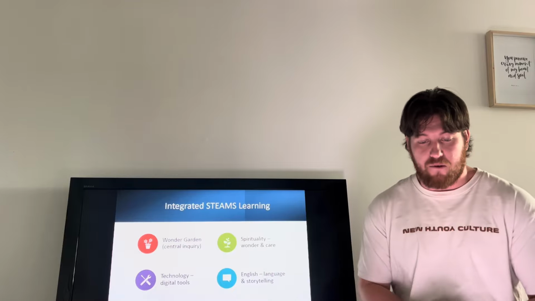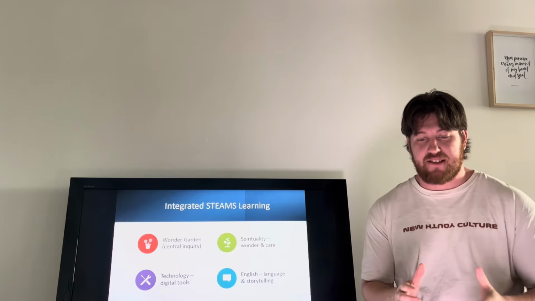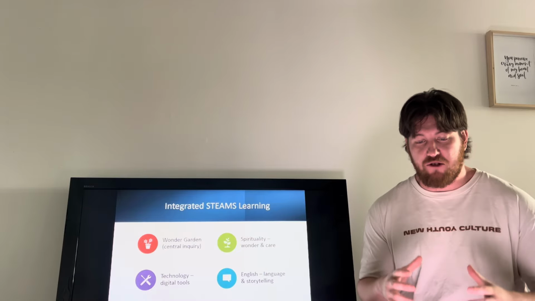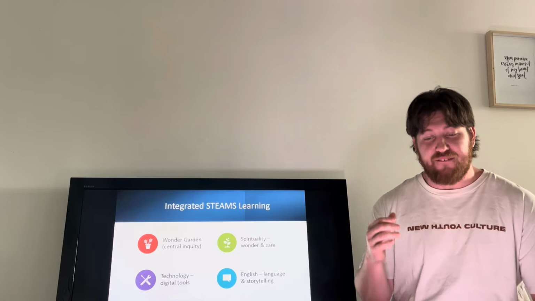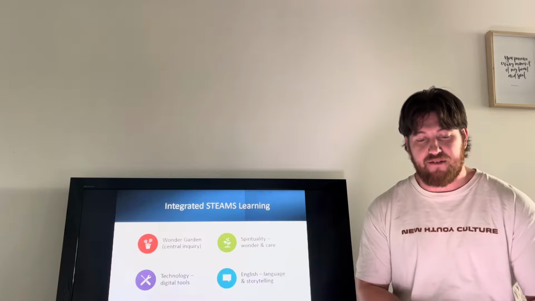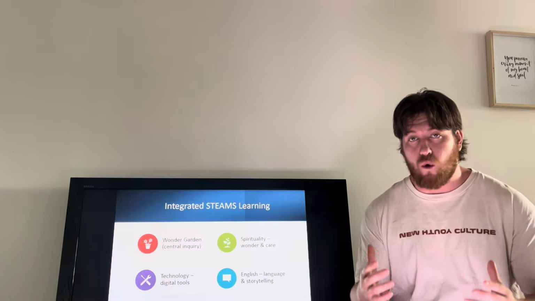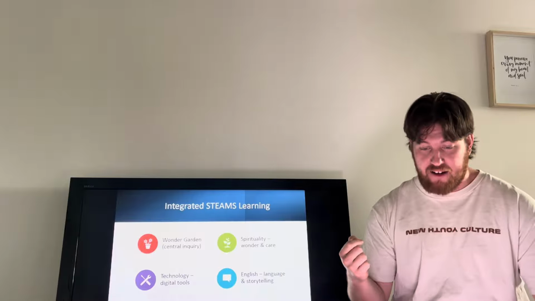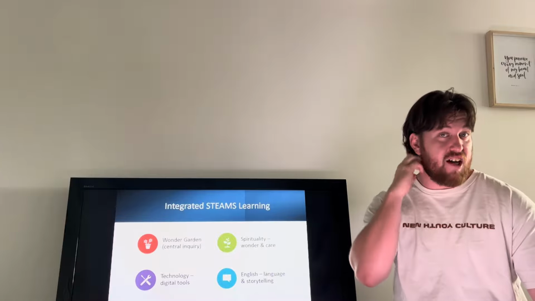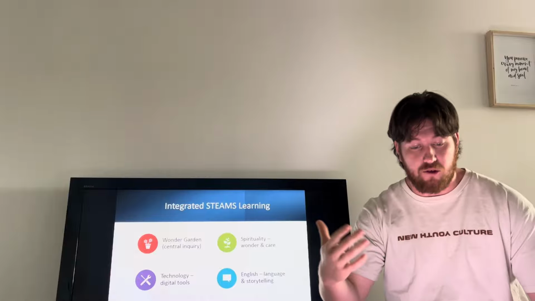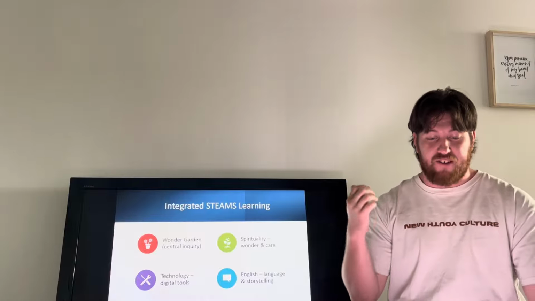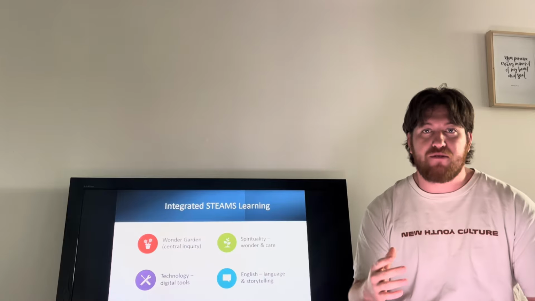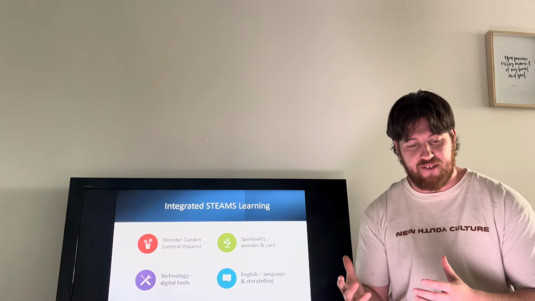Within this single inquiry, each component of STEAMS is meaningfully embedded. Science is explored as children observe plant growth, investigate what living things need to survive, and begin to understand cause and effect. Mathematics is integrated as children measure plant height, count seeds, compare sizes, and identify patterns in growth. English is developed through discussion, questioning, storytelling, and the use of descriptive language to explain observations.